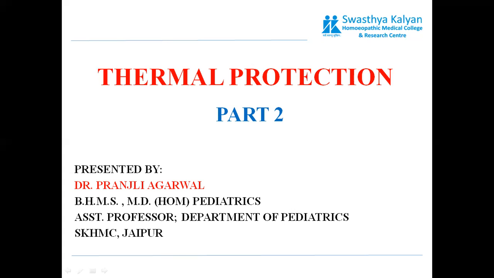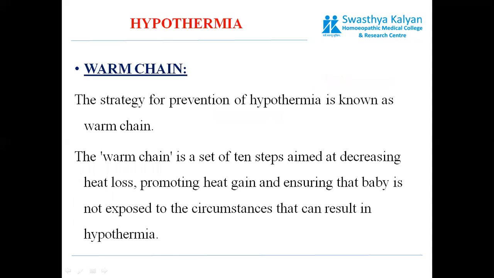Then after that we had discussed disorders of body temperature. In that we discussed that there are basically two disorders of body temperature, either hypothermia or hyperthermia. And both hypothermia and hyperthermia are indicators of any underlying serious illness. Now in today's lecture, we will continue with our previous lecture, part 2, thermal protection. Today we will discuss prevention of hypothermia.